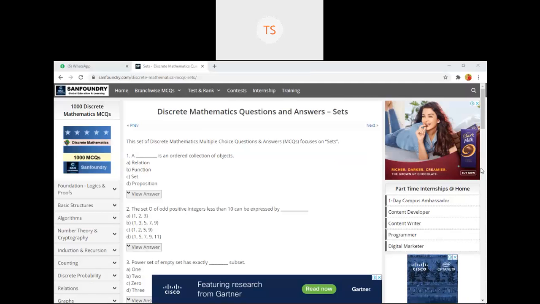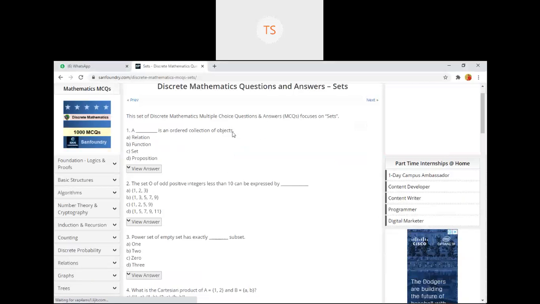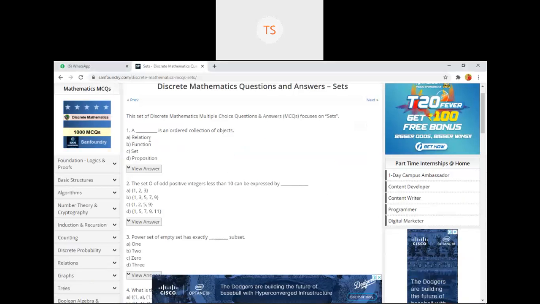Here is the first MCQ. It is given that A dash is an ordered collection of objects. The options are a relation, function, set and proposition. Which is the correct option? A set. Yes, so option C is the correct option.